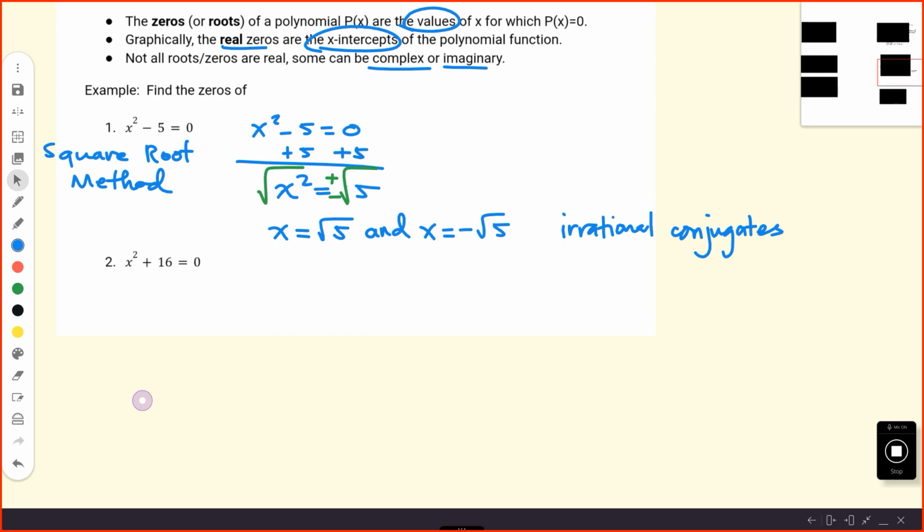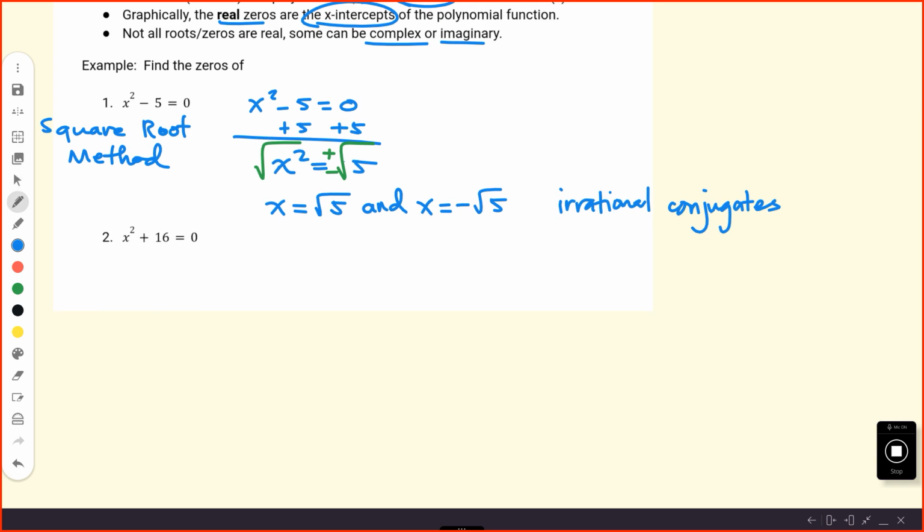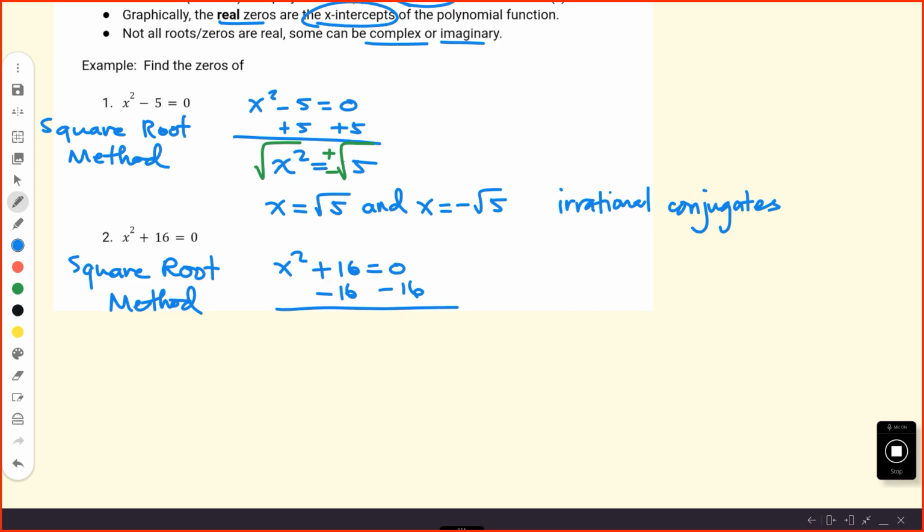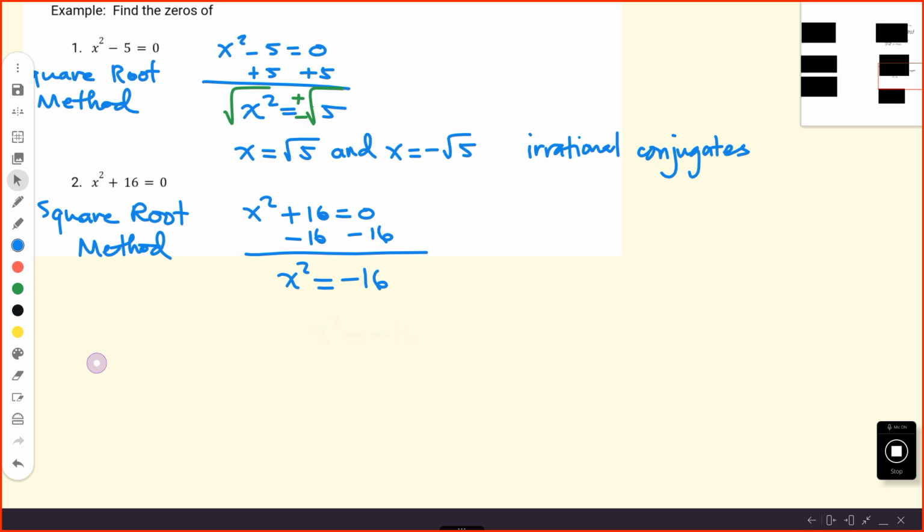And then let's try x squared plus 16 equals 0. Now, can we factor this using difference of two squares? No, because yes, we know x squared and 16 are perfect squares, but the operation is addition. So you cannot do the difference of two squares method. So we can still do the square root method. But again, if you subtract 16, the right side will become negative, right? So x squared plus 16 equals 0. You subtract 16. And so this is going to be x squared equals negative 16. Is this imaginary? Yes.